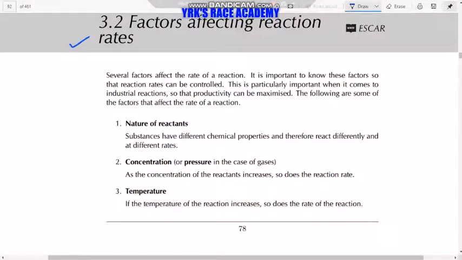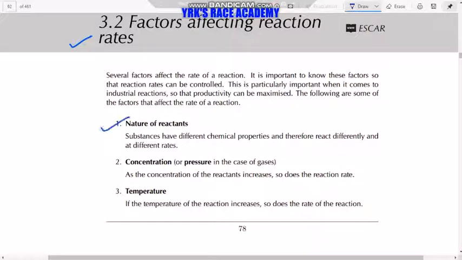Another point here is factors affecting rate of reaction. Here are several factors that affect rate of reaction. It is important to know these factors so that reaction rate can be controlled, which is particularly important when it comes to industrial reactions, so that productivity can be maximized. The following are some of the most important factors that affect the rate of reaction.